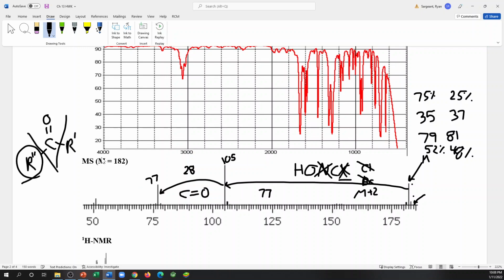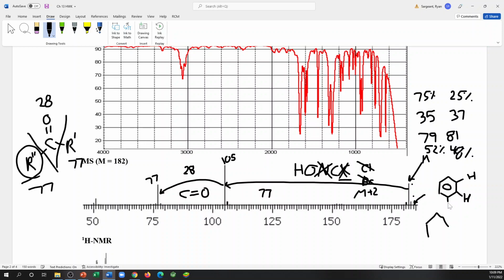In this case, R1 is something that weighed 77 units of mass, and that broke off. And then the carbonyl group broke off, and it weighs 28 units of mass. And what you're left with is something that has 77 units of mass. Well, 77 is the mass of a benzene ring with 5 hydrogens. Can't draw a benzene ring. So a monosubstituted benzene ring with 5 hydrogens weighs 77 units of mass.